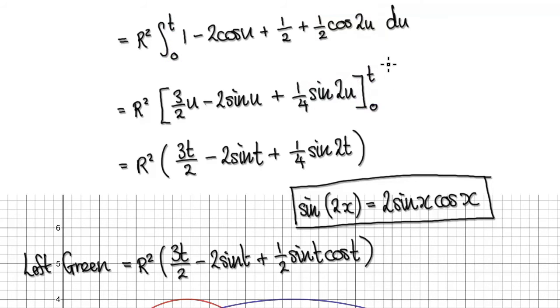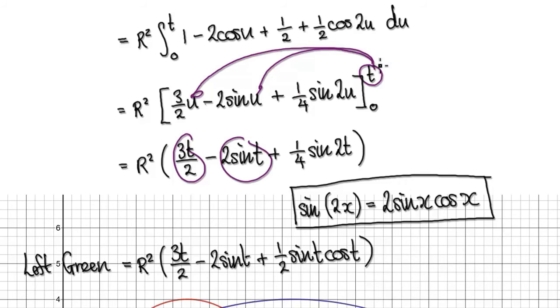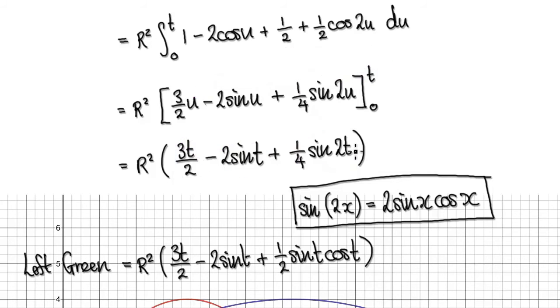So now we can put t into here. That will then give us this. Put t into here, and then put t into here. That will then give us this. So now double angle here. Whenever you see a double angle, we can use this.